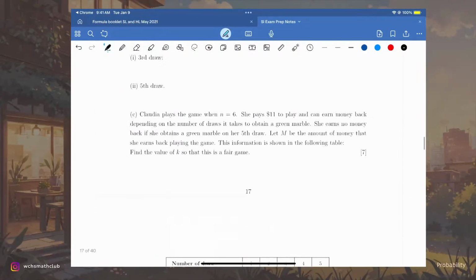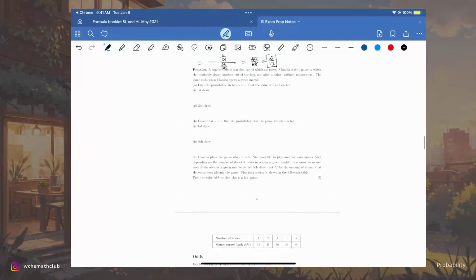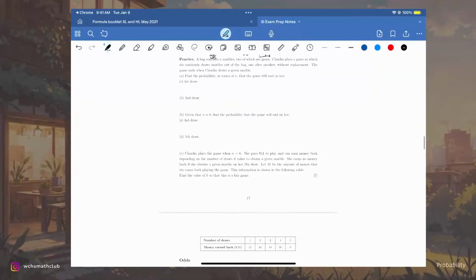Let's see if there's, okay. I'm gonna zoom out a little bit. Can everyone still see it properly?